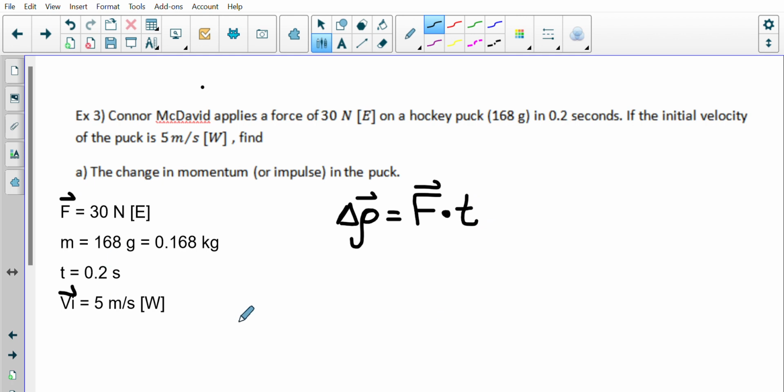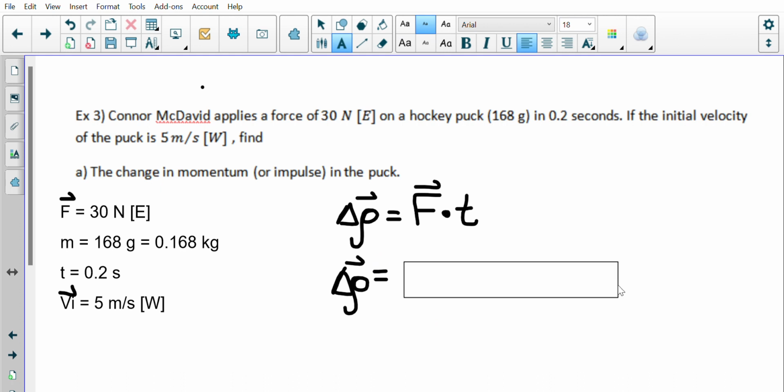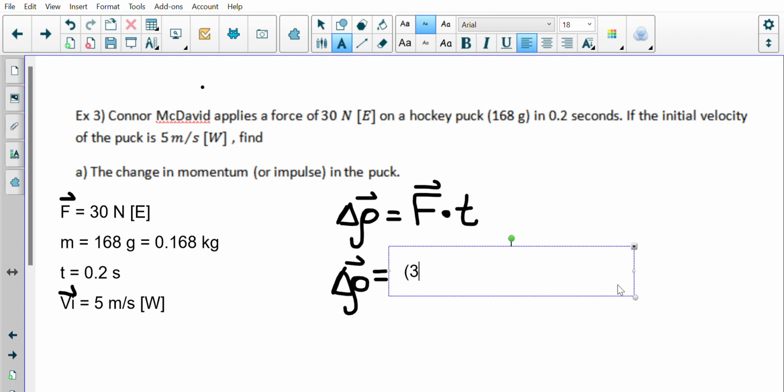Okay, we have both of those, so I'm going to plug in my information here. I don't have to do anything special because I already found everything. My force is 30 newtons east, so let's put that in there, 30 newtons, with the direction east. I'm going to multiply that by our time, which is 0.2 seconds. I don't need the seconds in there.